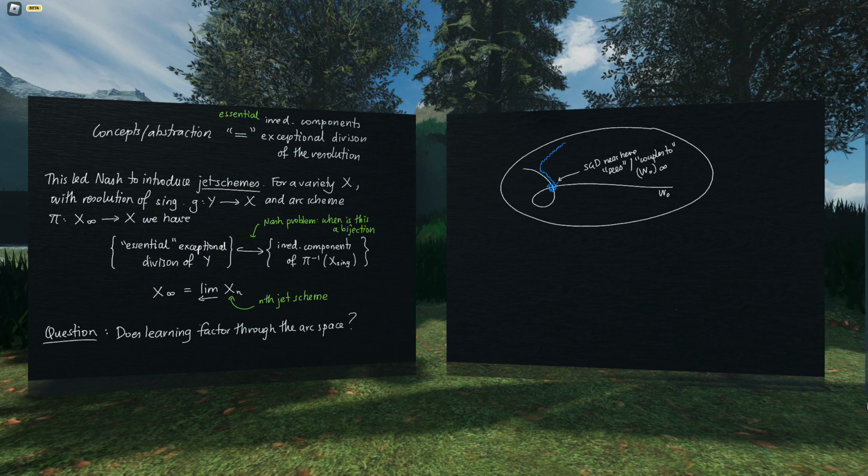Hey, maybe I missed it, but what's the etymology of jet schemes and arc schemes? I understand the arc part now, but I also don't know what a scheme is. Yeah, good question. So for scheme, you should just read algebraic variety. Okay.